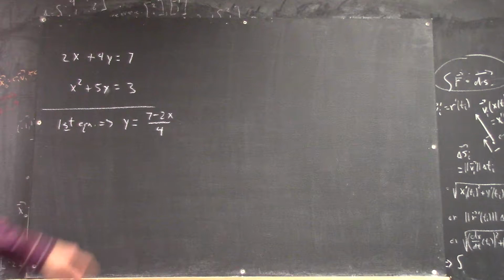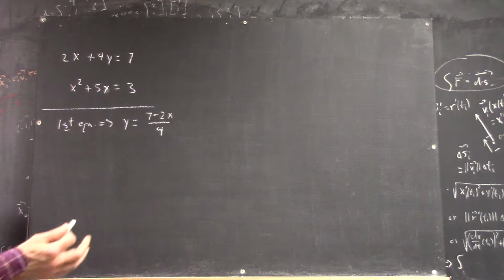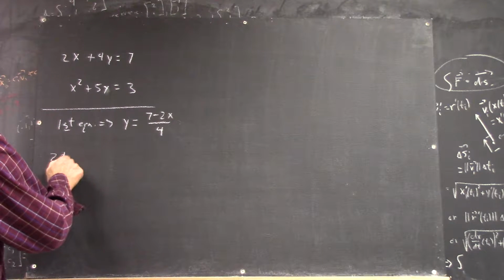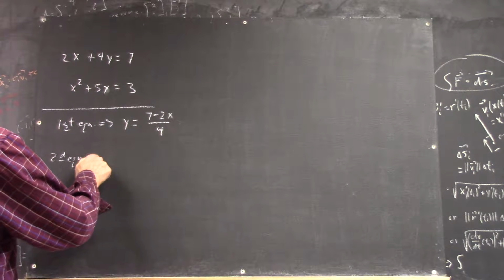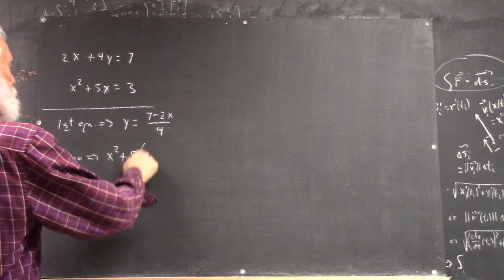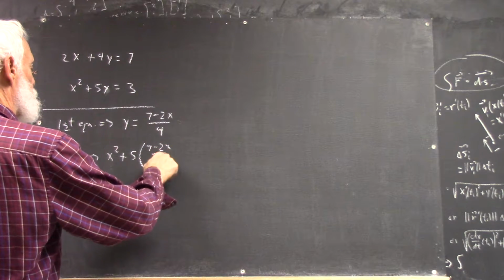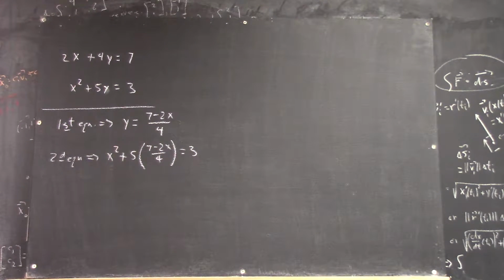Okay, the first equation tells you this. That's really straightforward, although I do want you to write out steps and so forth. The second equation is x squared plus 5y. That means it's going to be x squared plus 5 times (7 minus 2x) over 4 equals 3, right?